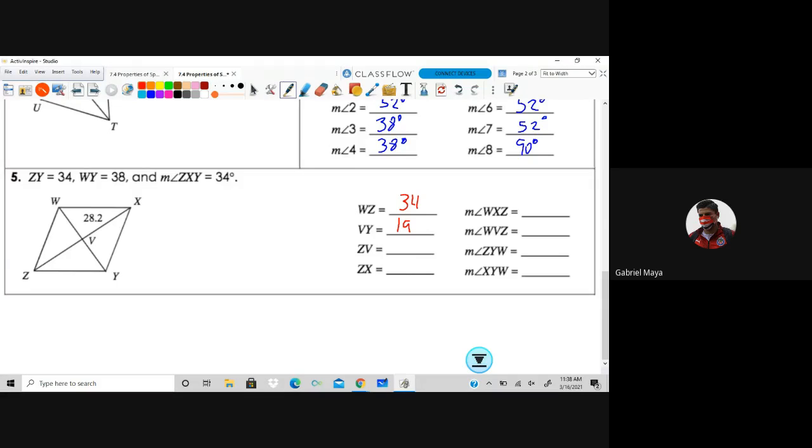What about ZV? 28.2. Very good. Why? Because it says right here that XV is 28.2, and ZV is congruent to that. What about ZX? Where's ZX? Oh, okay. Very good, 56.4. All right. Virtual high five for those of you who got this.